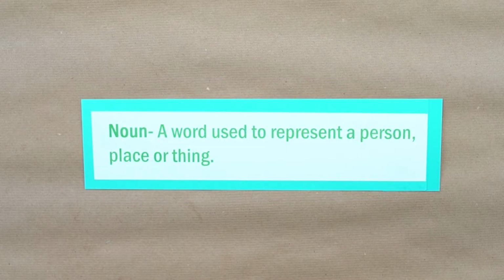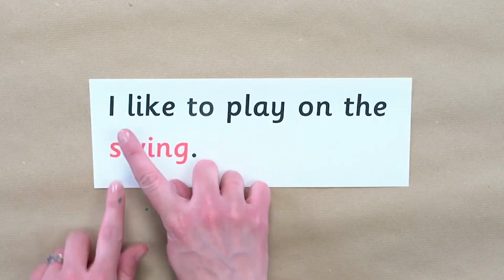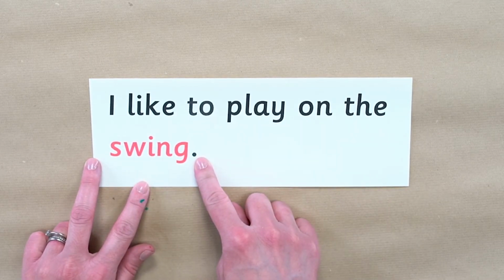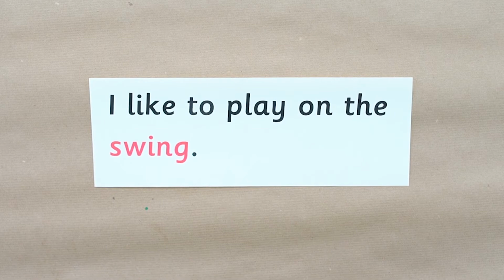A noun. A word used to represent a person, place, or thing. A noun is a physical object, something which can be seen, held, touched, visited. So in this sentence, I like to play on the swing. The swing is the noun. It can be touched, climbed on, and swung on.